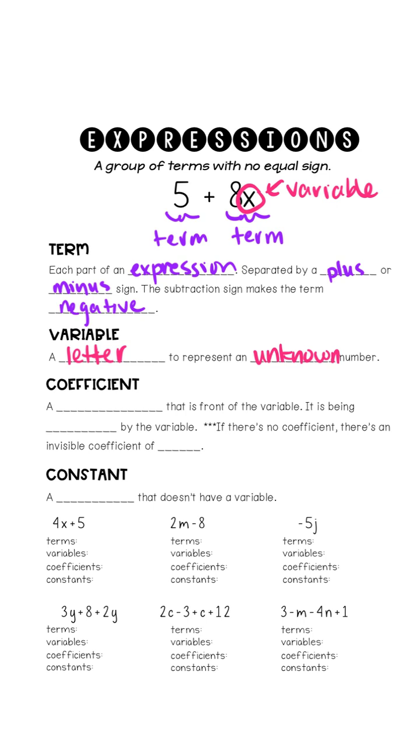Next, we have a coefficient. The coefficient is an important one. This is the number that's in front of the variable. When it's right next to the variable, that actually means multiplication. So it's being multiplied by the variable. It tells you really how many variables you have. If you don't see a coefficient, there is a coefficient. It's just an invisible coefficient of 1.